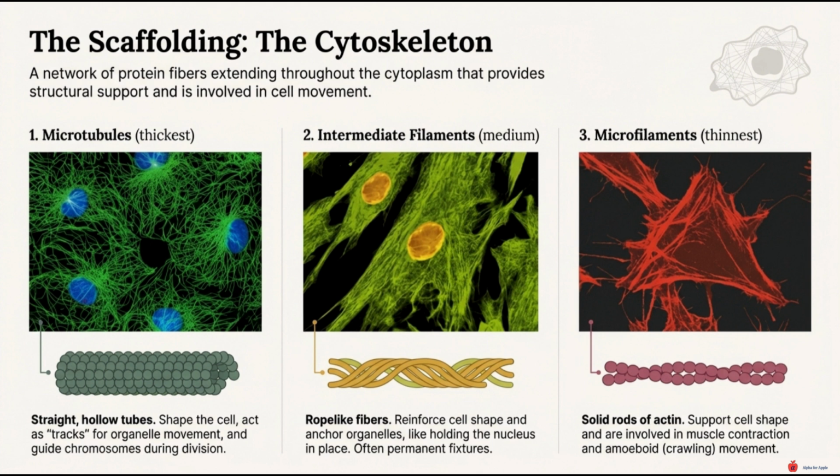Okay, let's wrap this tour up with the cell's internal scaffolding and its external connections, the cytoskeleton. Right. This is a whole network of protein fibers that provide structural support, but also acts like a railway system for movement inside the cell. It's not static, it's dynamic. Very. It has three main types of fibers.